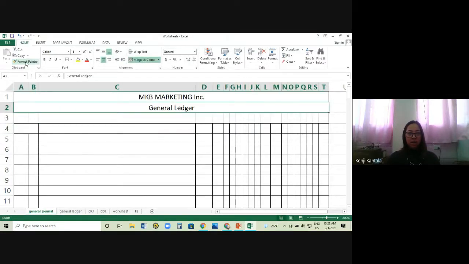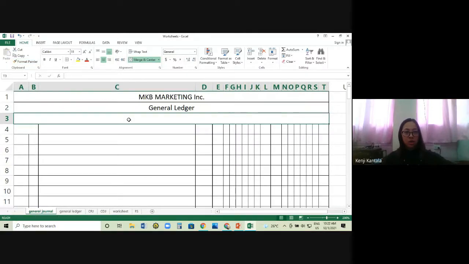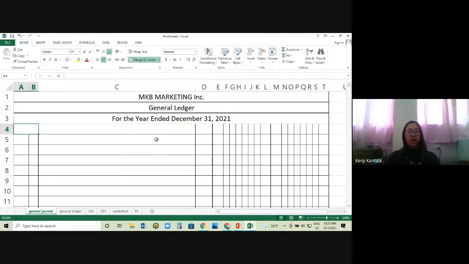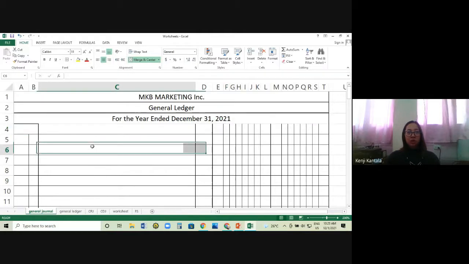After that, the third row is for the year ended. So for the year ended December 31, 2021. Okay. So yan yung purpose ng tatlong rows sa taas, sa pinakataas.